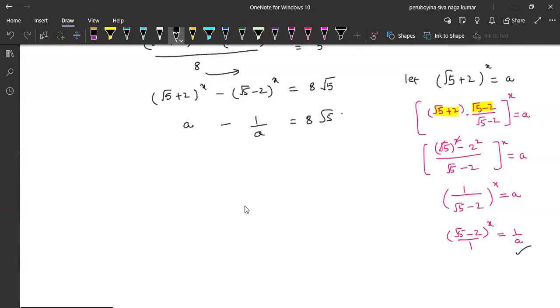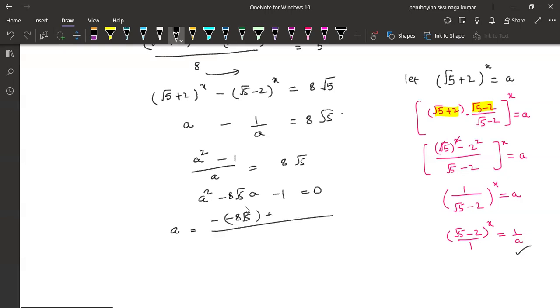Okay. Now try to solve this quadratic expression. It will be a square minus 1 by a equal to 8 root 5. So a square minus 8 root 5 a minus 1 is equal to 0. Of course, this is a quadratic equation. So a is equal to minus b, that is minus of minus 8 root 5, plus or minus root of b square.